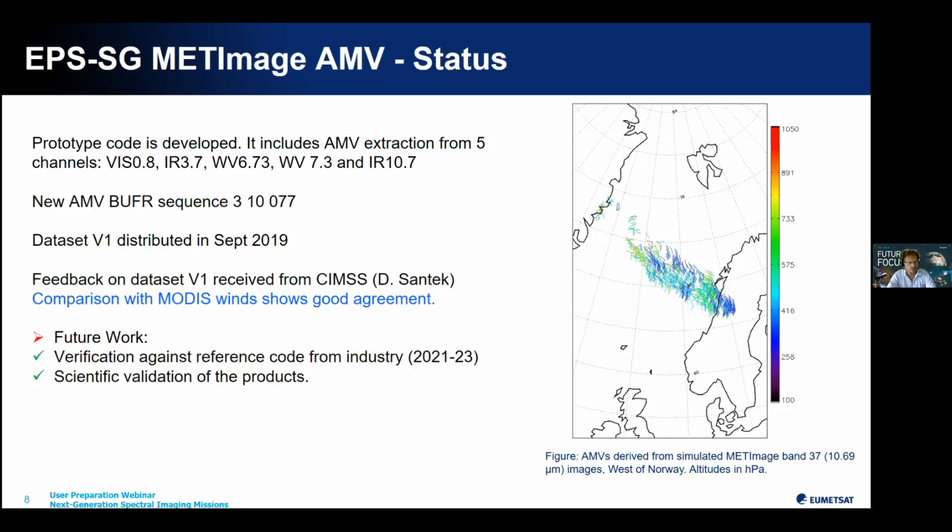The data will be provided to user community with a new AMV BUFR sequence, and we provided already a first version of the dataset that has been distributed in September 2019, and it has been made available to user community. You can see an example on the right-hand side of AMV derived from a simulated METimage band in the window channel. We received feedback on this first version dataset from SIMS. DevSantech made a quick comparison with MODIS, and it shows a good agreement.